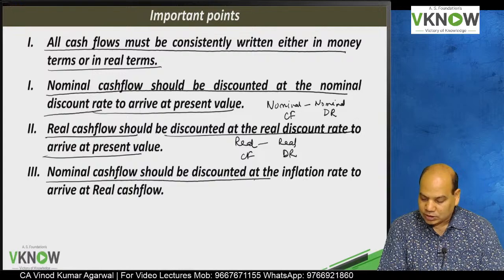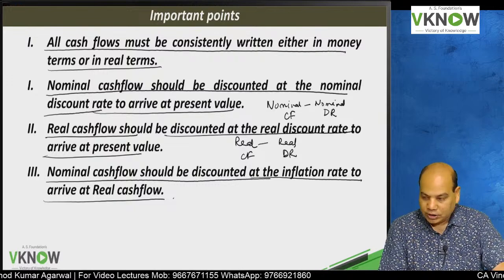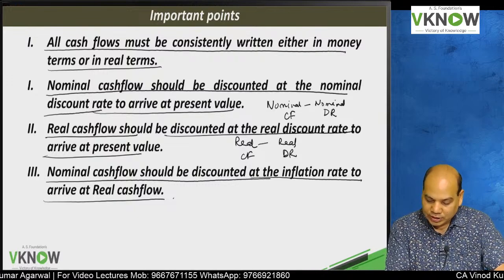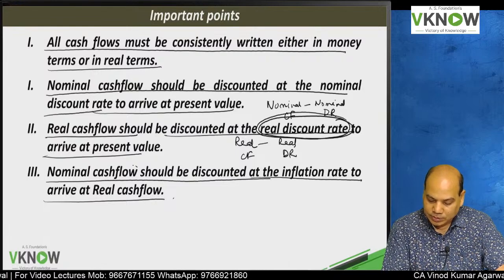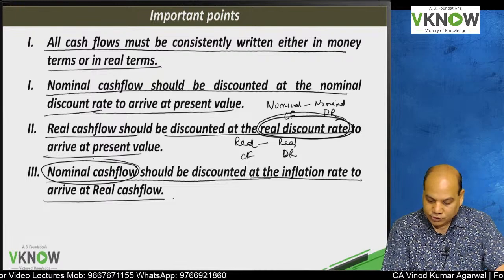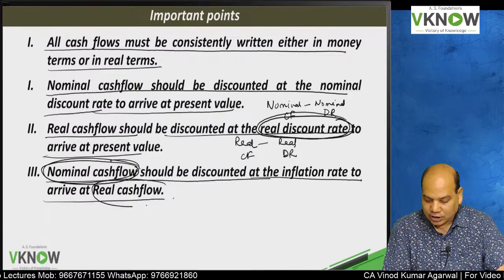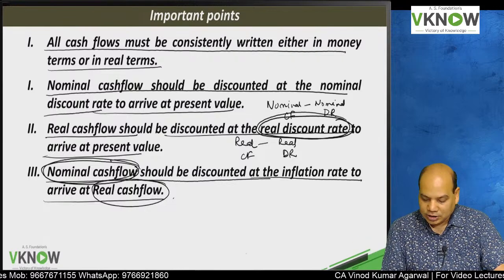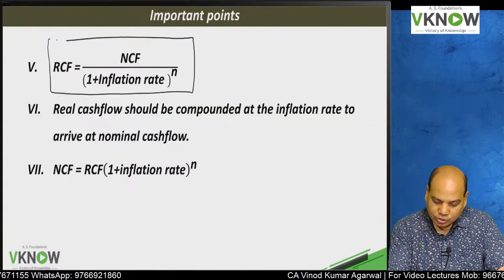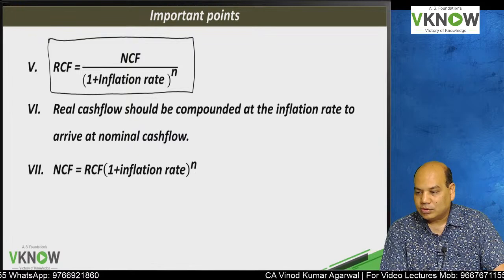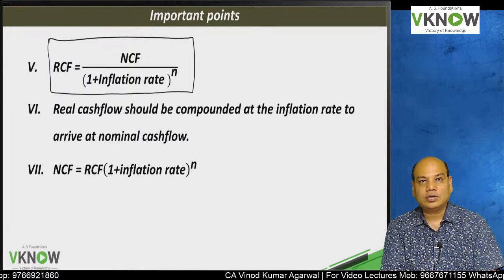Nominal cash flow should be discounted at inflation rate to arrive at real cash flow. Suppose you have to use real discount rate, and the question gives you real discount rate but nominal cash flow. First you convert nominal cash flow into real cash flow and then apply real discount rate. So how do I convert nominal cash flow into real cash flow? Again one more time, real cash flow equal to nominal cash flow upon 1 plus inflation rate to the power n.